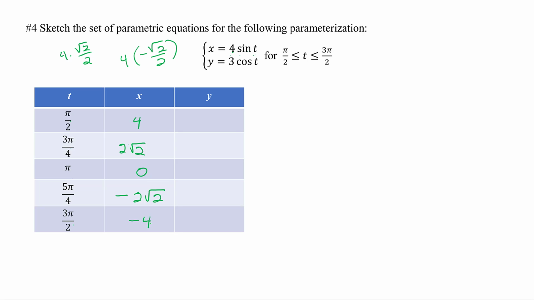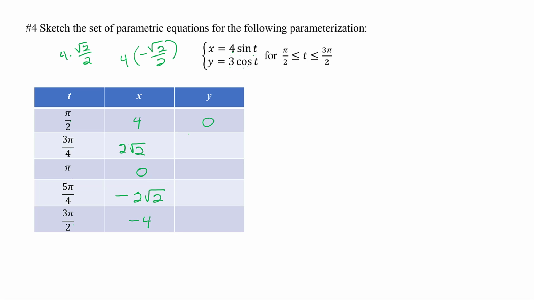Then moving on to the y values, the cosine. Usually cosine goes with x and sine goes with y, but in this case, it doesn't really matter if we're just using the sine and cosine values to find x and y coordinates. If it's defined this way, we have cosine going with y this time. So for pi halves, the cosine of pi halves would be 0. 3 times 0 would give us 0.